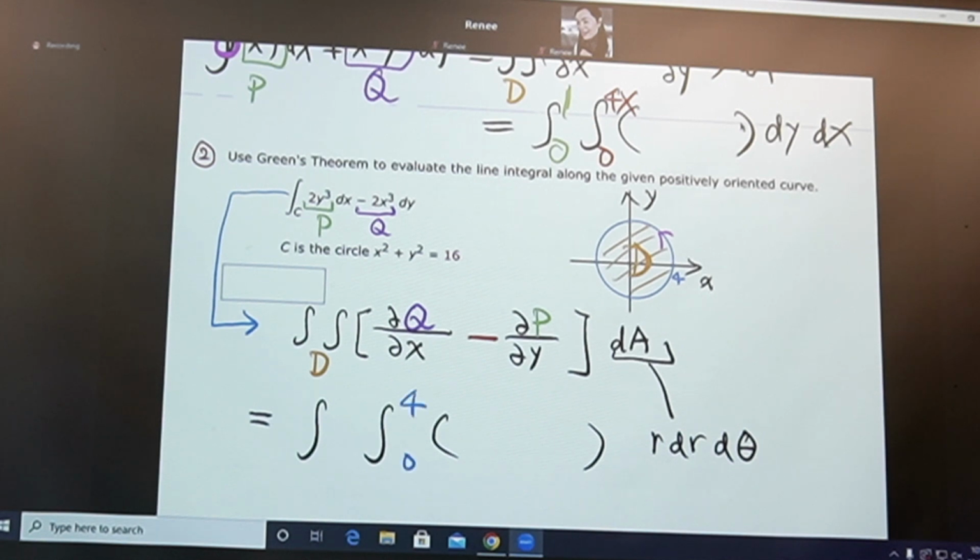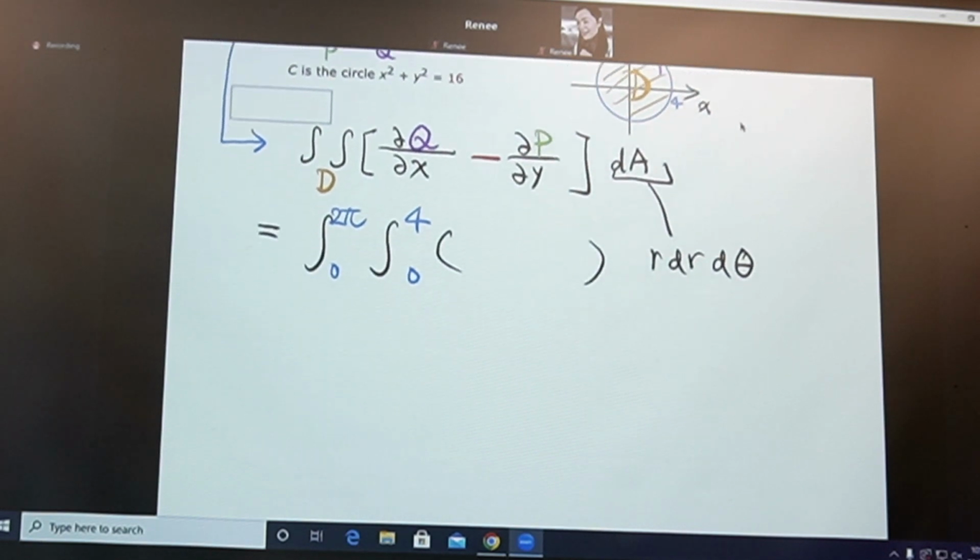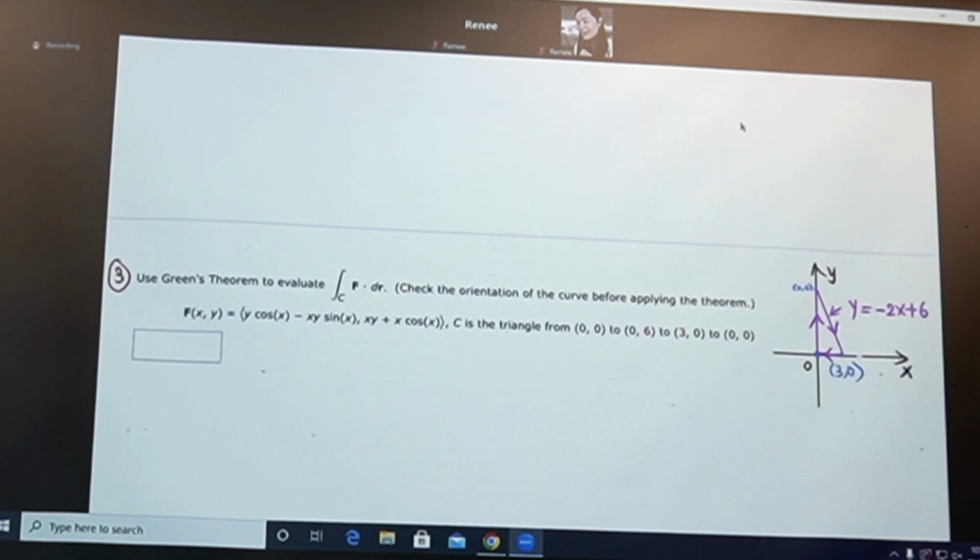And then theta goes from what to what? 0 to 2 pi. Yes, you got it. Good job. Okay, 0 to 2 pi. Perfect. All right, so that's how you do it, right? Not too bad. Green's theorem, right?